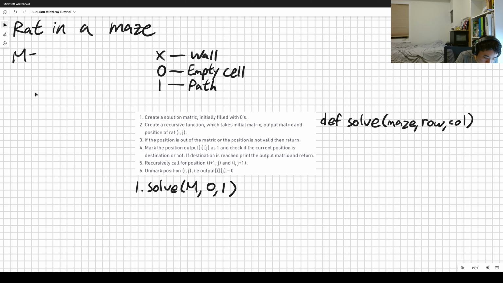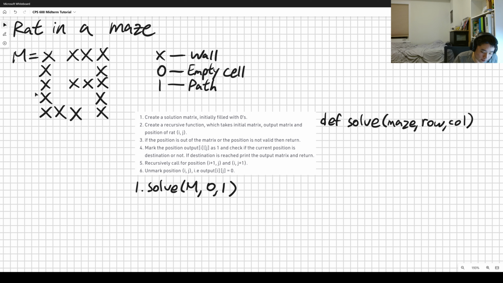So M here is x x x x x. This is goal. And then all the rest are zeros. Red is 0, and this here is a 0 as well. This is the end, and this is the start.